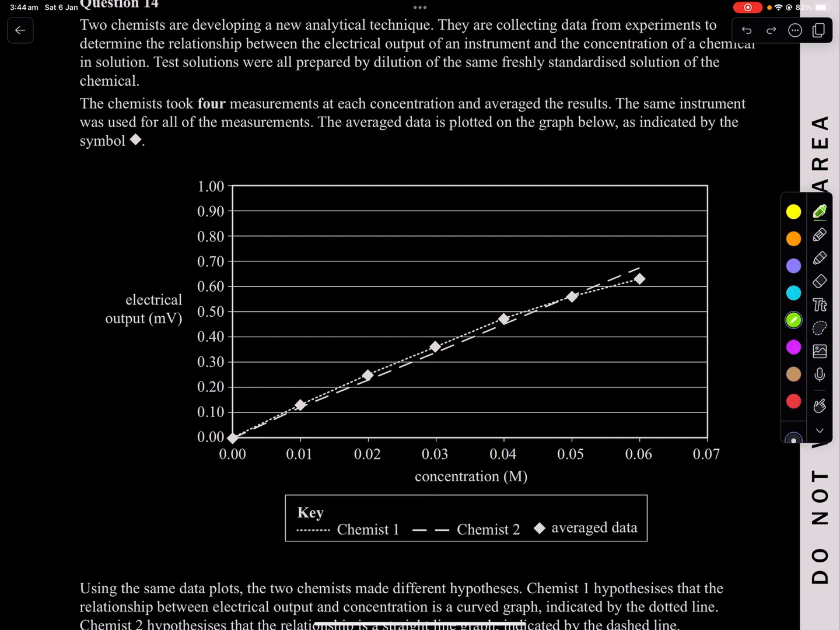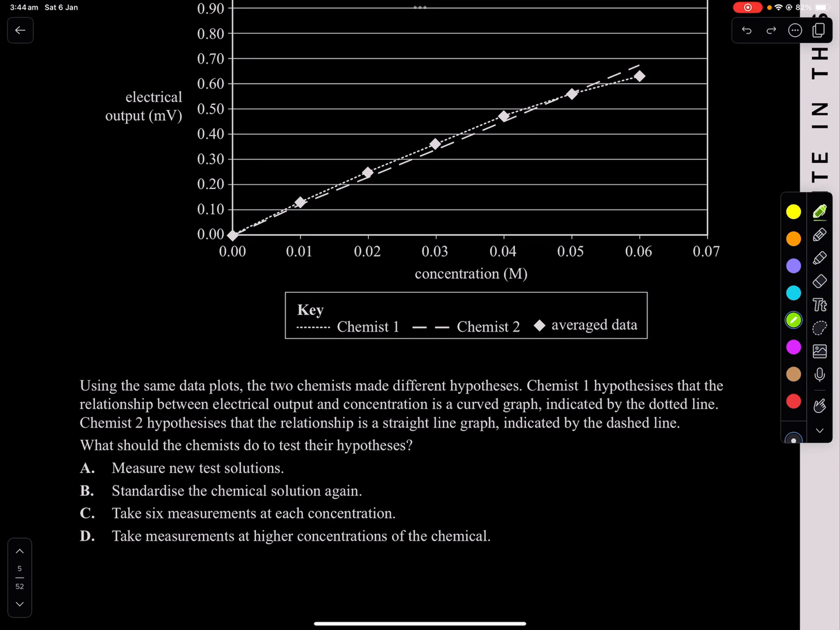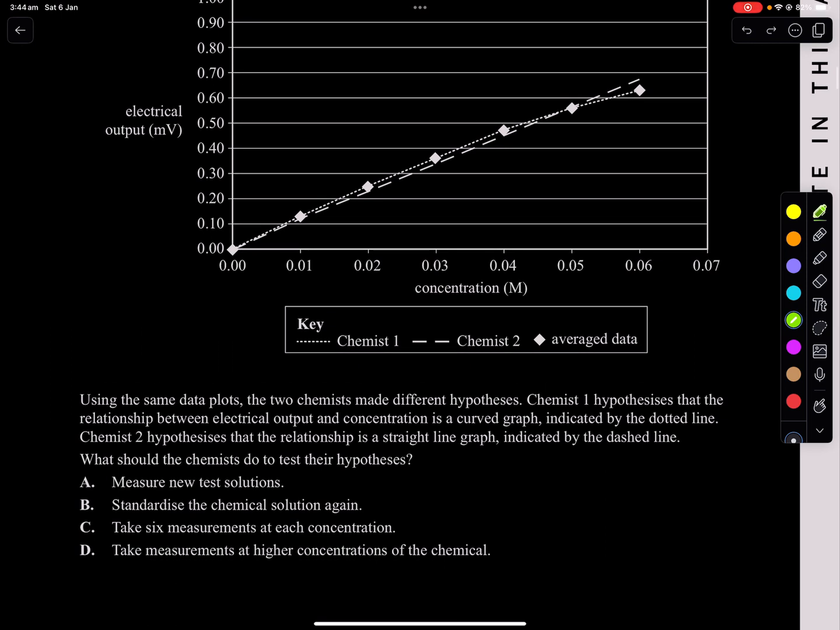Okay, not too bad. Let's look down. Using the same data plots, the 2 chemists made different hypotheses. Chemist 1 hypothesized that the relationship between the electrical output and the concentration is a curved graph. So chemist 1, which is those little dots, yes, you can see it. Can you see how it's a little bit curved for chemist 1? So for him it looks like a curved graph, indicated by the dotted lines. Chemist 2 hypothesized that the relationship is a straight line, indicated by the dashed line. So chemist 2, which is this, he believes it's a straight line, as you can see. What should the chemists do to test their hypothesis?